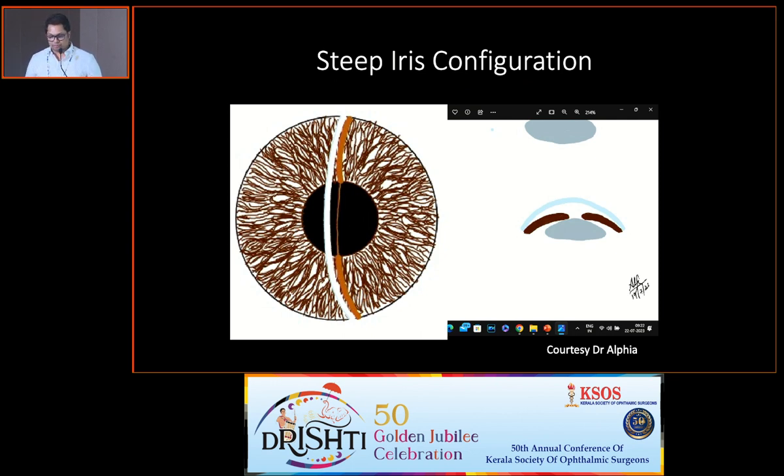Next is steep iris configuration. In this, there is no pupillary block. The entire iris is pushed forward. Classical examples are aqueous misdirection syndrome or choroidal effusion. So here, the central as well as the peripheral AC is uniformly shallow.